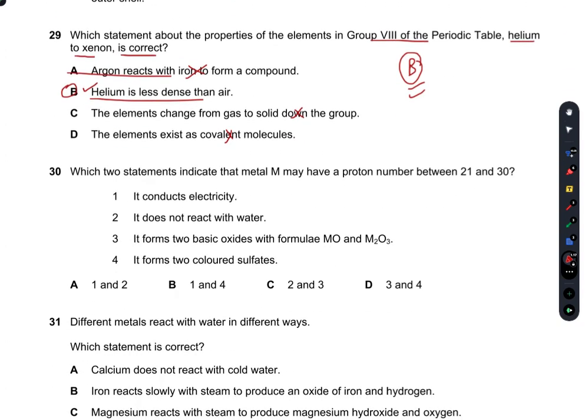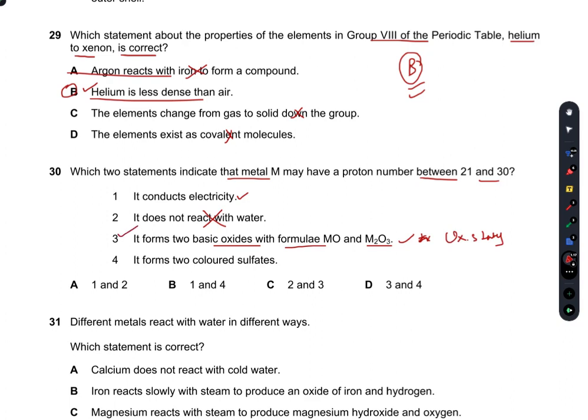Helium is less dense than air. Which two statements indicate that metal M may have a proton number between 21 and 30? So it means that it is a transition element. It conducts electricity. Yes, this can be true. I'm not sure. It doesn't react with water. No, this statement does not indicate that they have a proton number between 21 and 30. Transition elements may or may not react with water. It forms two basic oxides with formula MO and M2O3. This is true. Means what? Means that it has variable oxidation states.